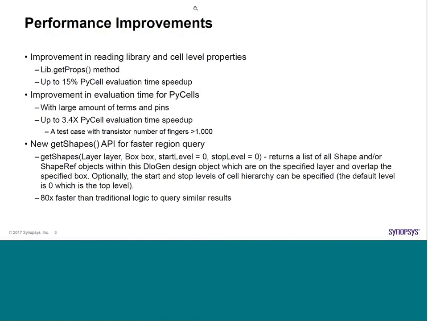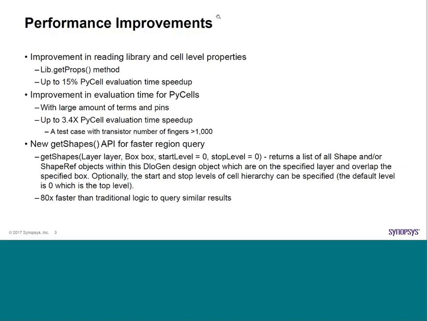Following are a few performance improvements that we have done recently. There is a function to get properties from library level and cell level DM containers, and we have improved this function. Previously, whatever PyCells were developed using this function will now work 15% faster. There is inherent caching plus other algorithm improvements that were done to improve the speed here.